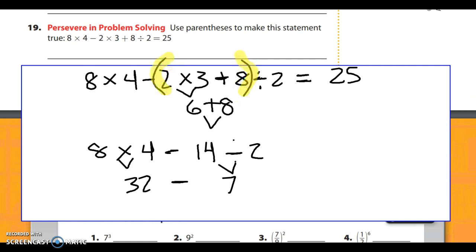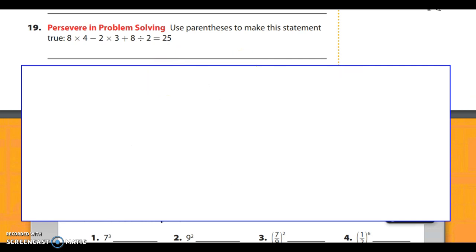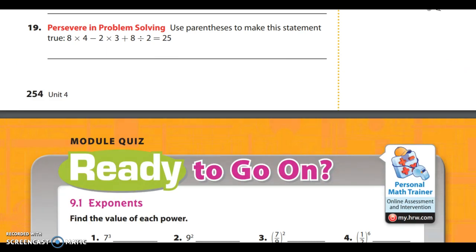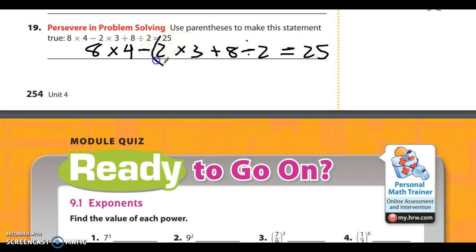So what goes on the line? What goes on your line for the answer is this. It's 8 times 4 minus 2 times 3 plus 8, divided by 2, is all equal to 25, but we had to place the parentheses before the 2 and after the 8. That makes the statement true, and I just showed you. The whole point of that problem was to persevere through it.